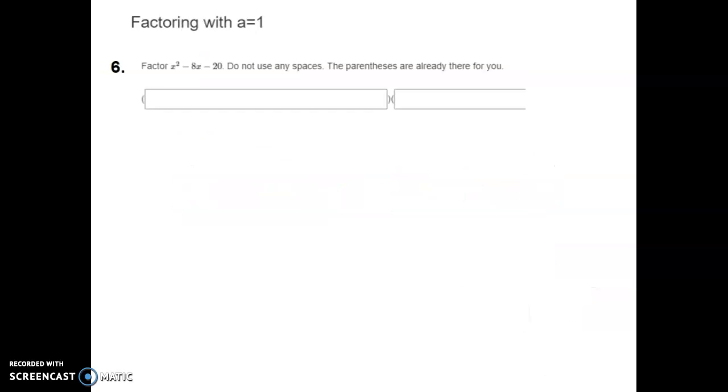Number 6, parentheses, x. Same concept. One has to be minus and one has to be plus. The 10 is going to have to be negative and the 2 is going to have to be positive because negative 10 plus 2 gives me negative 8.